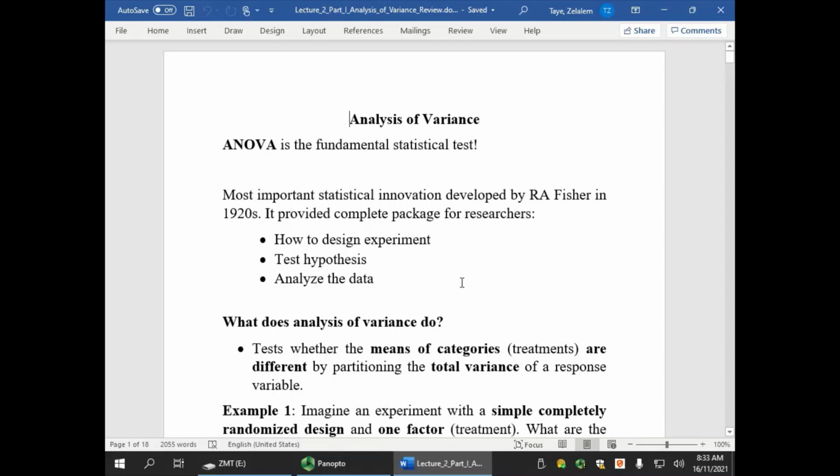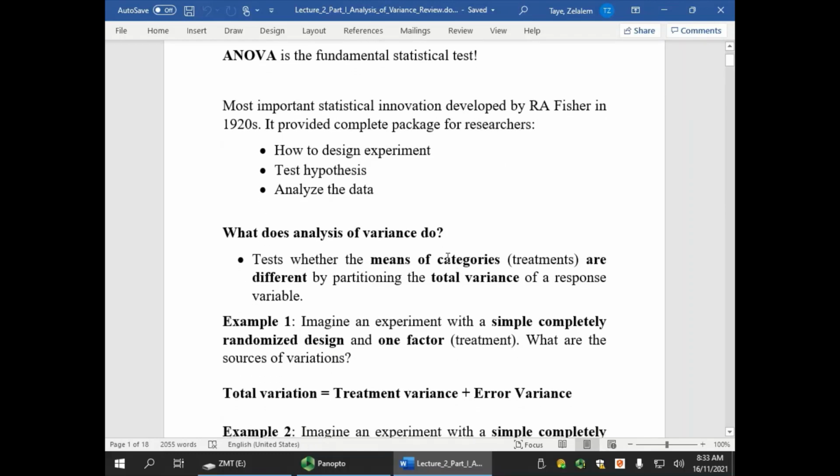So let's see what the analysis of variance actually does. It tests whether the means of categories or your treatments are different. And it does this by partitioning the total variance in your response. In your data, for the response that you have measured, there is a total variation. Through analysis of variance, it tries to partition that total variance into different components so that you will be able to test your hypothesis. So let's see this by an example.